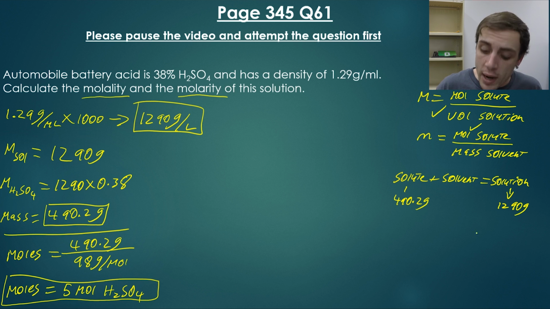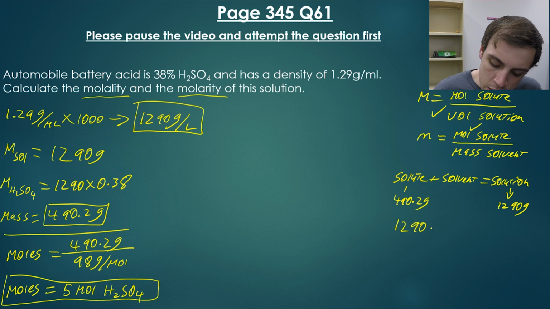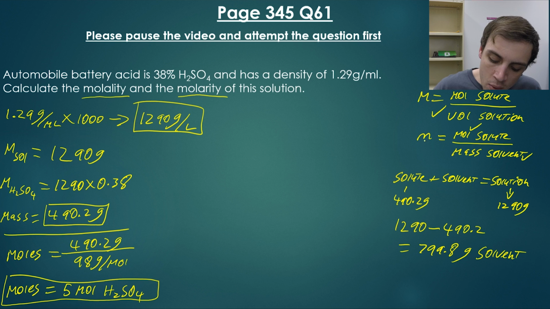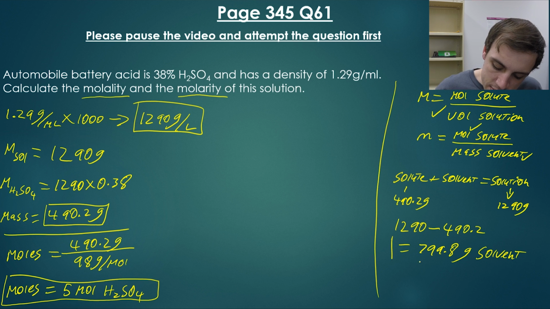So there is an addition that's separating these two. So if we were to rearrange this, it turns into a subtraction. So 1,290 minus 490.2 will give us 799.8 grams of solvent. Now we have all the pieces.